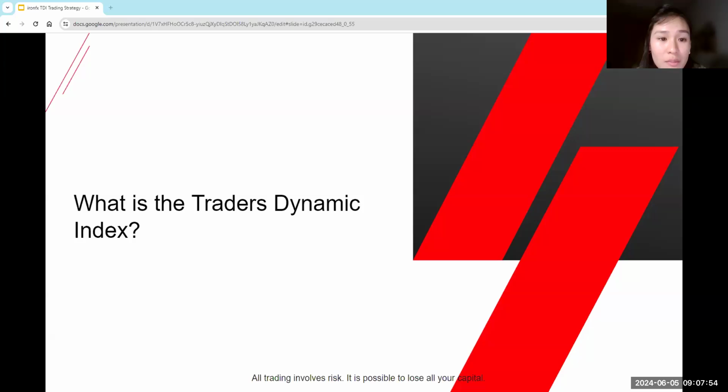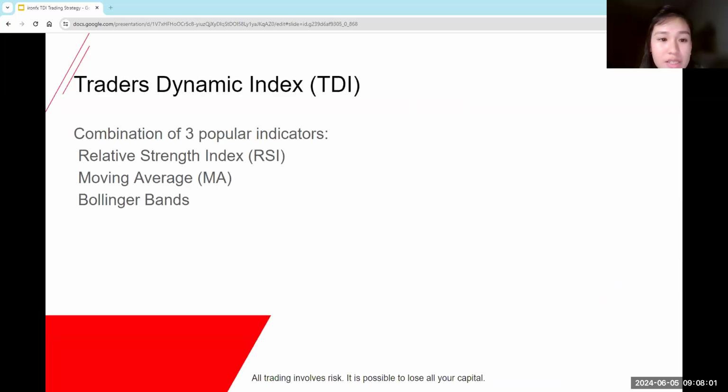So what is TDI? TDI stands for Traders Dynamic Index. It is a combination of three popular indicators: RSI, or Relative Strength Index, Moving Average, and Bollinger Bands. RSI, if you're unfamiliar, measures the speed and change of price movements, indicating overbought or oversold conditions. Some other examples that are closely related to RSI would probably be your stochastic.